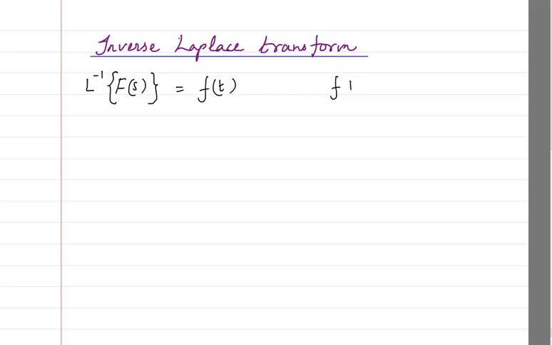That's why we always write that f of t can be changed to Laplace transform F of s using Laplace transform, and similarly it can be changed from s domain or the frequency domain back to f of t. So going from time domain to the s domain or the frequency domain, we require Laplace, and going from frequency domain back to time domain, we require what is called the Laplace inverse.